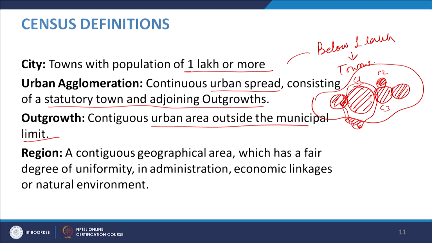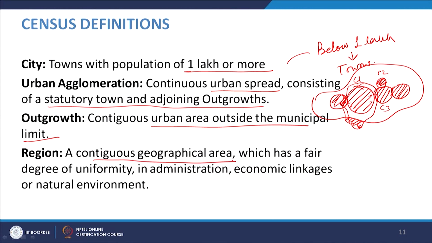Next is a region. Now when we see that several urban agglomerations are there and several outgrowths are there, and smaller urban and rural centers are there, it makes a very large region to represent a very large metropolitan area or the mega cities, for example Delhi, Mumbai, Calcutta, Chennai, Bangalore. In these situations we will definitely see the urban agglomerations, the phenomenon of municipal and non-municipal urban, statutory and non-statutory urban areas, and also some rural areas which make a large region, homogeneous or heterogeneous, and it gives a large amount of settlements in the population concentration. This kind of area is called a region. It can be a continuous geographical area which has a fair degree of uniformity in administration, economic linkage or natural environment.